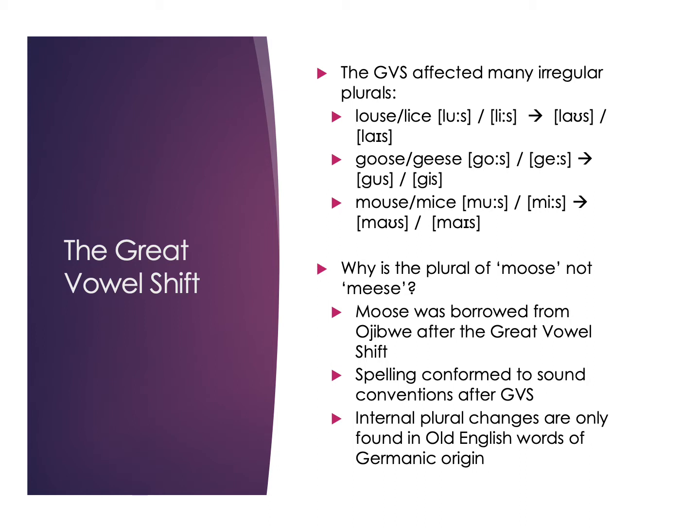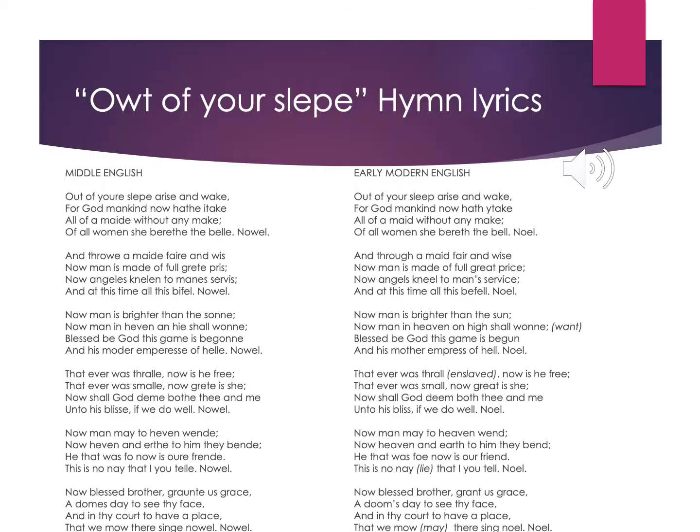So what I'd like to do is give you an example of what it sounded like in Middle English versus in early modern English. This is a Middle English hymn that I'm going to show you, and you just need to follow along with the audio for this one. The first half will play the Middle English, and I have the lyrics or the words up for you on the screen. They're a little small and maybe a little hard to read, but can help you follow along with the differences. After a small pause, it'll play the early modern ones as well.